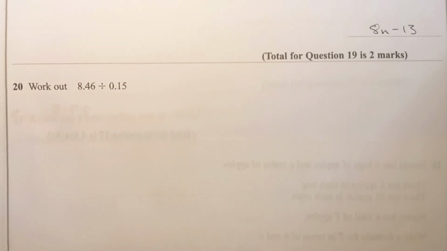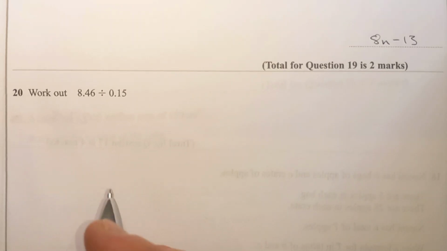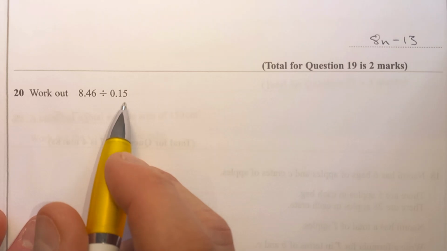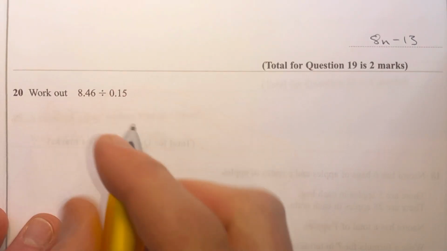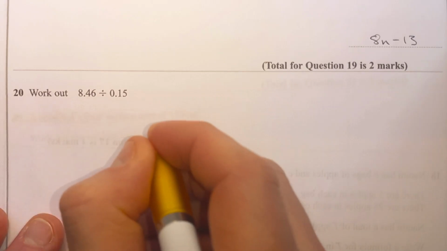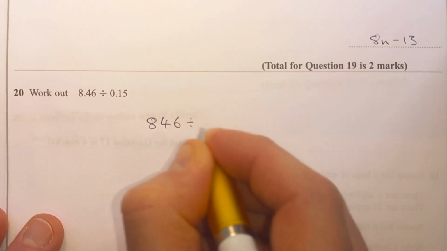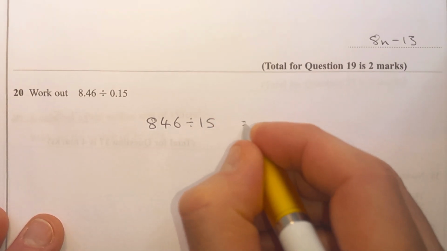Okay, question 20. Actually, we just got a big space there, but we've got 3 marks for this question. So 8.46 divided by 0.15. Right, so what I'm going to do is ignore the decimal points for now, and just say, well, let's think of that as 846 divided by 15.